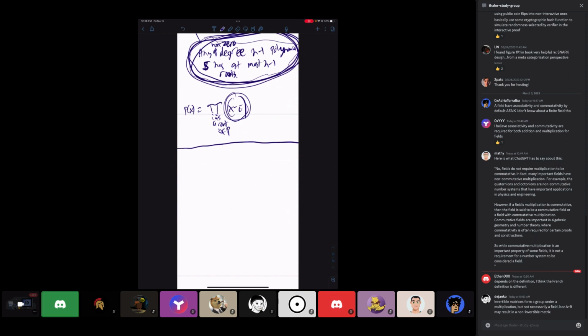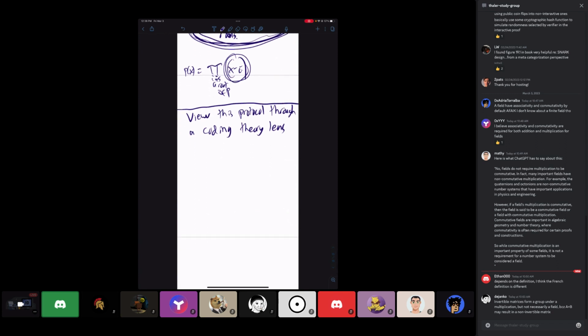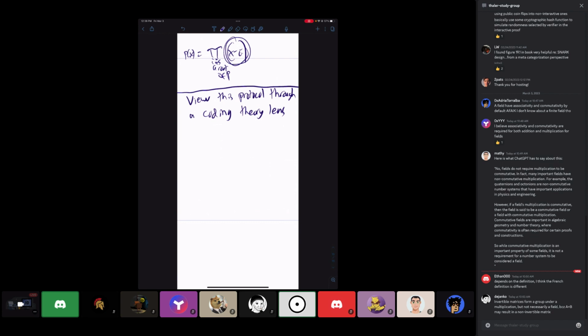Okay, so please interrupt if you want to ask something else, but I will now start talking about how to view this protocol through the lens of coding theory. And that's going to lead me to talk about Reed-Solomon versus low degree extensions as requested. Okay, yeah, please go ahead.